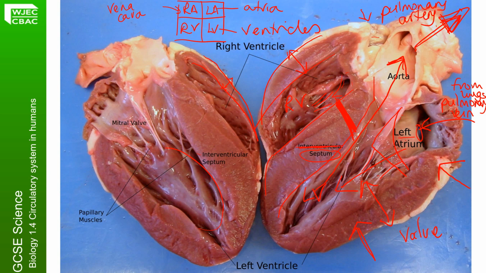Don't worry about interventricular, okay? And the septum does a really important job because it keeps the blood on the left, which is oxygenated because it's come from the lungs, in other words, it's got lots of oxygen, separate from the blood on the right, which is deoxygenated.